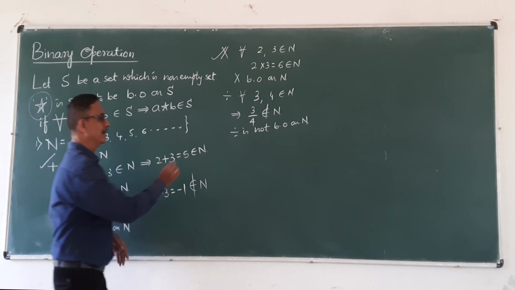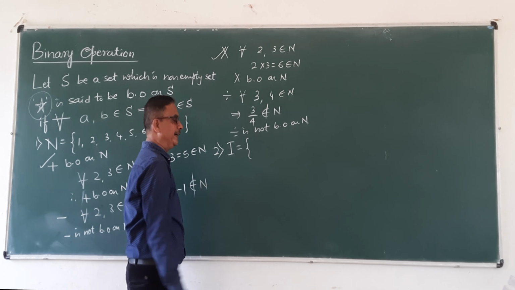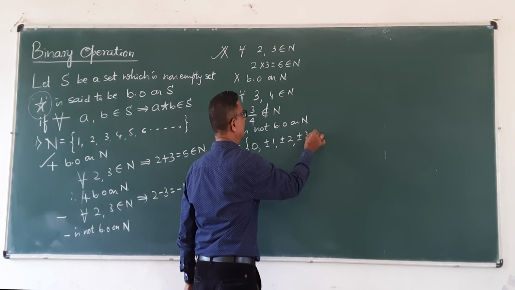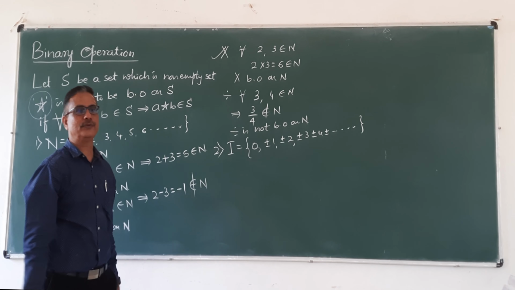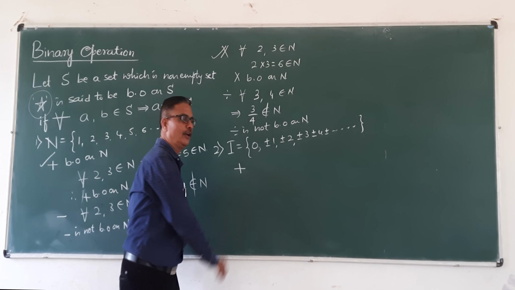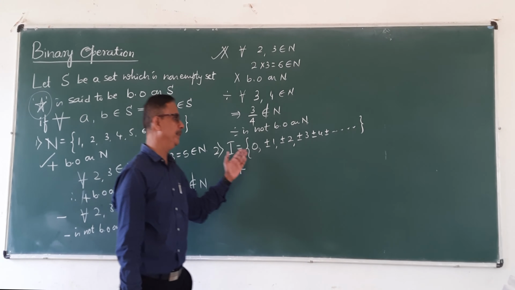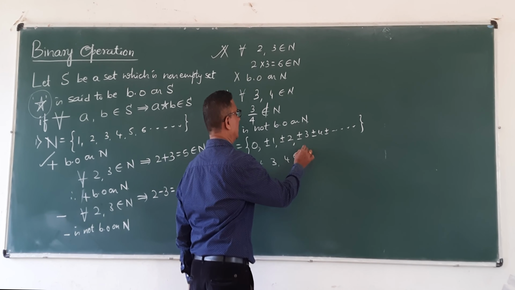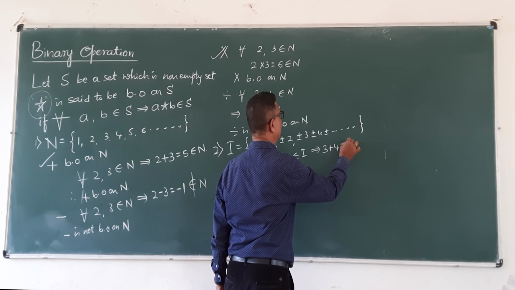Here, take another example. Second example, on the set of integers. What are integers? Positive number, negative number, including 0. 0, plus or minus 2, plus or minus 3, plus or minus 4 and so on. Now let us verify one by one. So is addition binary operation? Yes. Take any two numbers. Say for all 3, 4 belongs to integer. Right? Implies addition. 3 plus 4, 7.